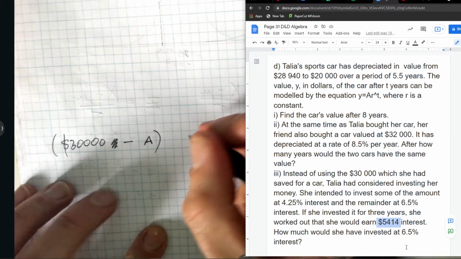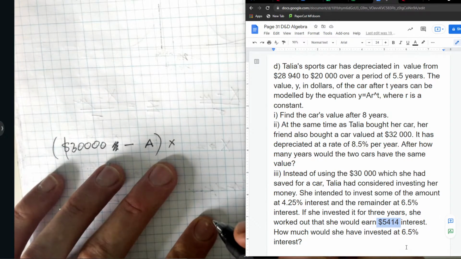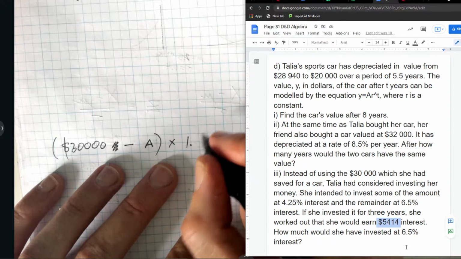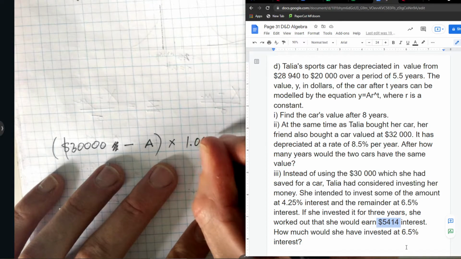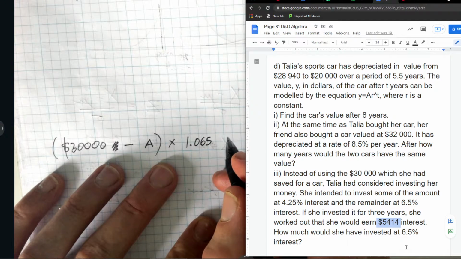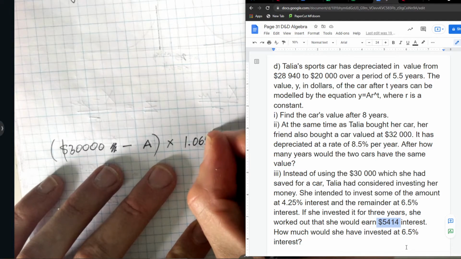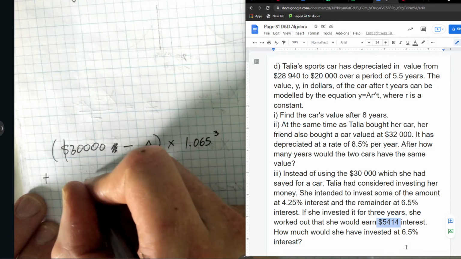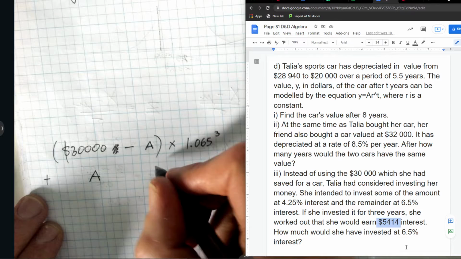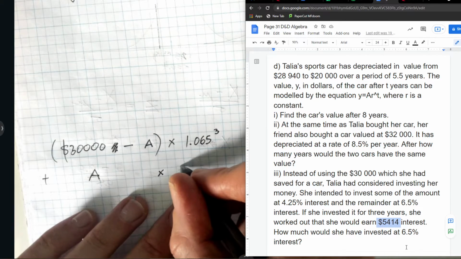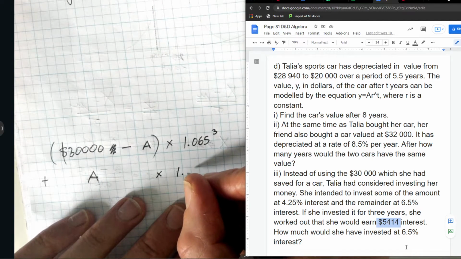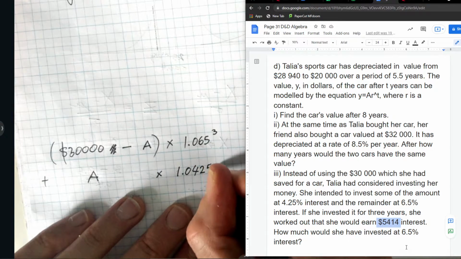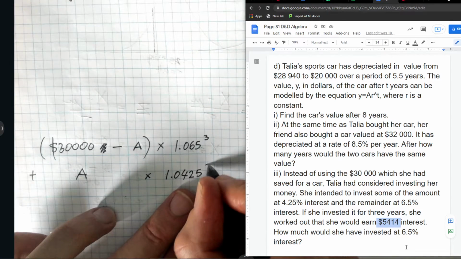That amount times whatever rate times 1.065 for, how many years was it? 3 years. Plus whatever A is, whatever she moves away, times 1.0425, and that's for 3 years.